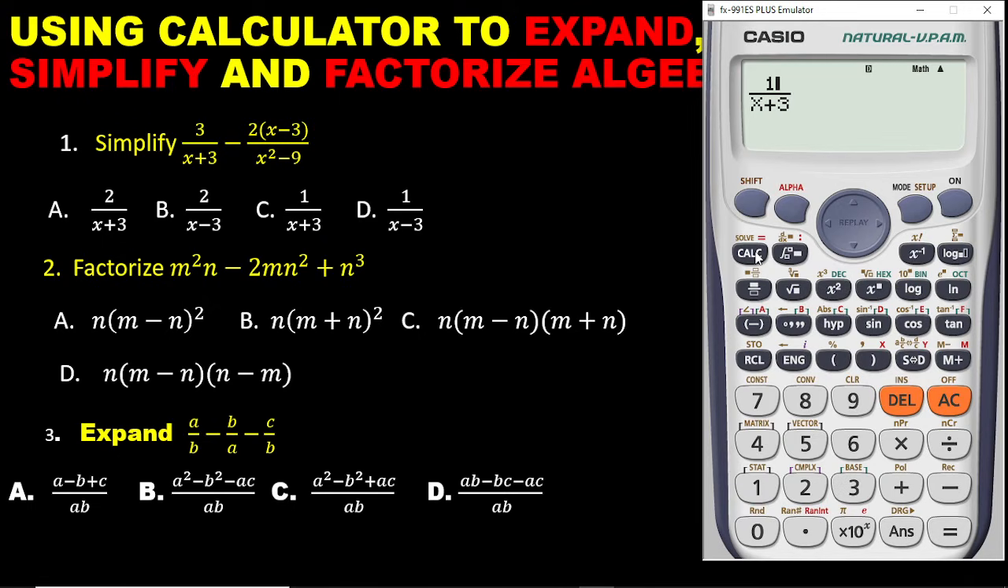Once again, I am using the calc function. When I put 2 into the x, so in place of the x, you put 2 there. Then you press is equal to, bam. So you see, the first answer A did not give us the 1 over 5. Answer B, we did not get 1 over 5. But answer C, we are getting 1 over 5.